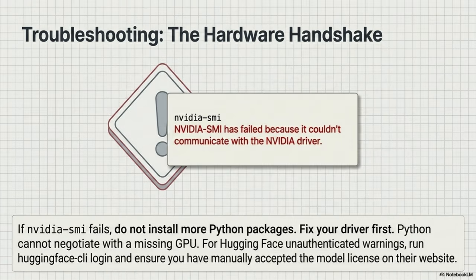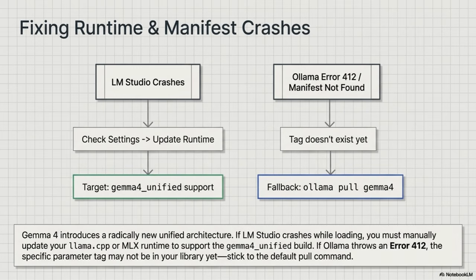Yeah, the pitfalls. And the very first one they list is checking hardware visibility. Before you do anything, you must run nvidia-smi in your terminal. Right, because if that command throws an error, your operating system literally cannot see your graphics card. And there's a great quote from the text here. "Python cannot negotiate with a missing GPU." It's so true. You can't code your way out of a missing driver. So what else goes wrong?